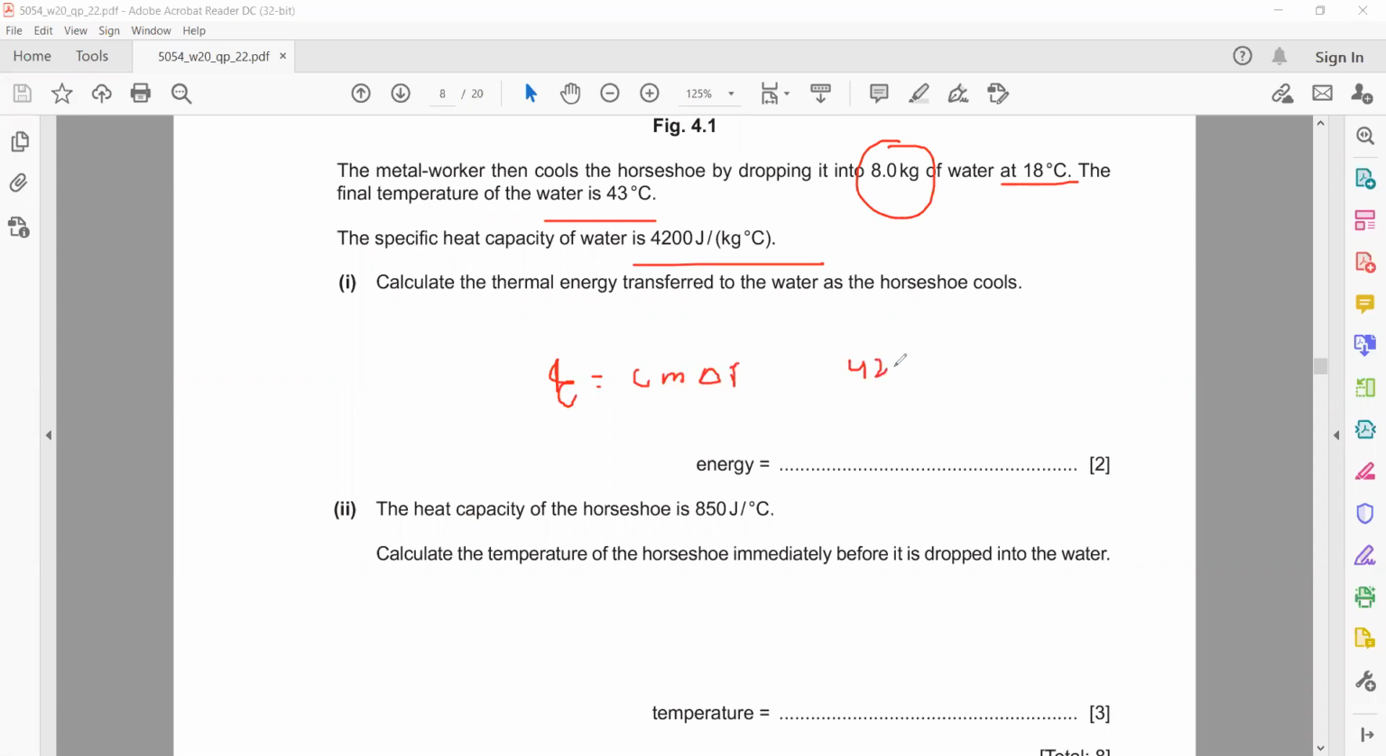Specific heat is 4200, the mass of the water is 8 kilograms, and the temperature change will be 43 minus 18. This will give us the energy which is transferred. This will come out as 840,000 joules.